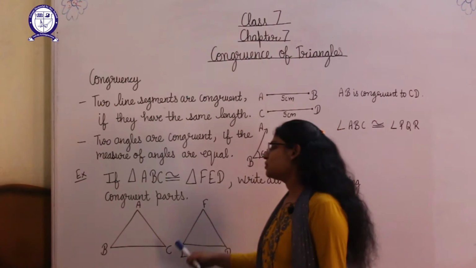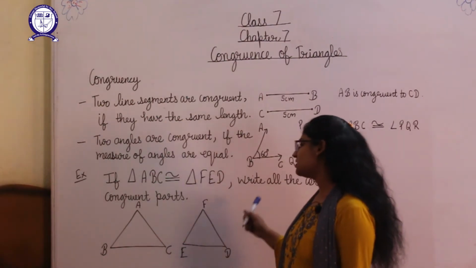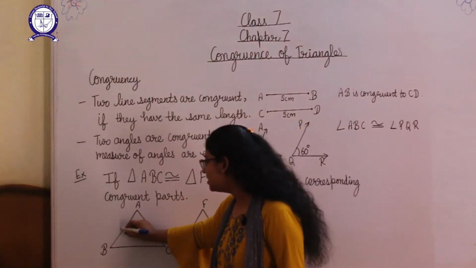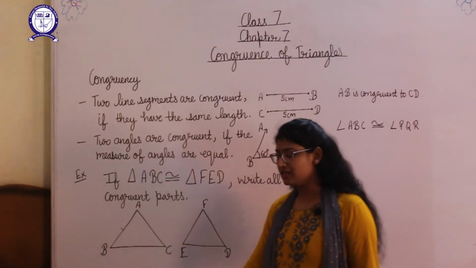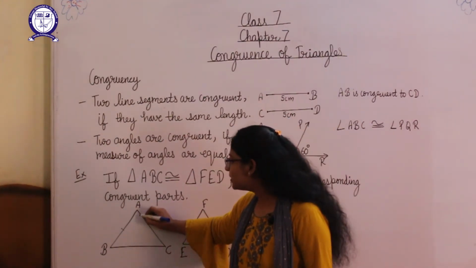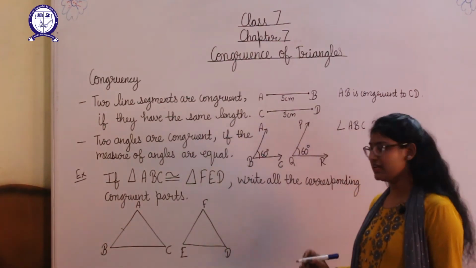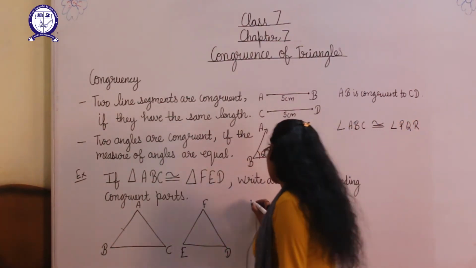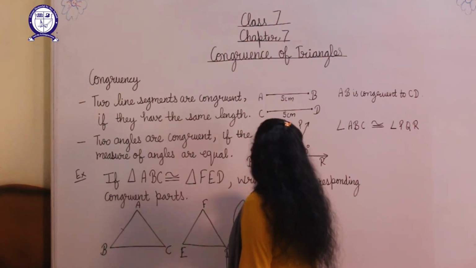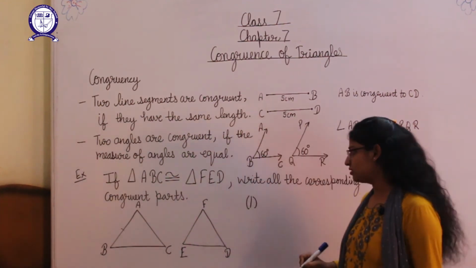So what will be the corresponding congruent parts? Here students, in the triangle there are three sides, 1, 2 and 3, and also three angles, 1 angle, 2 angle and 3 angle. It means there are a total of 6 parts. So we have to tell about these 6 parts, how they are congruent to each other.